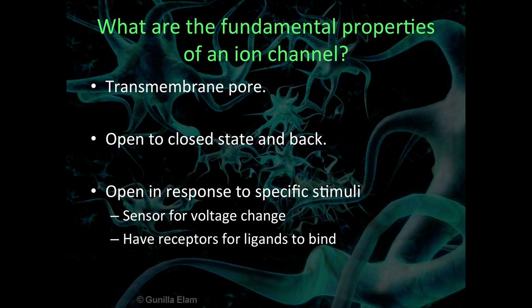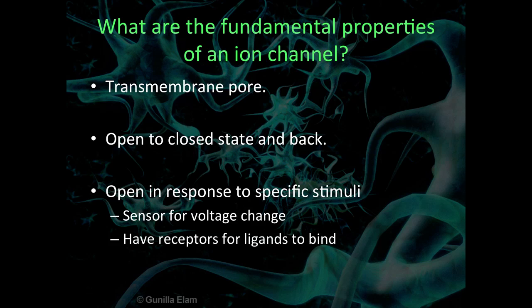So far, let's summarize some of the stuff that we have learned. What are the fundamental properties of an ion channel? Well, one, it must be a transmembrane pore, because basically you're going to be taking ions either from the inside of the cell and putting them outside, or taking ions from outside of the cell and transporting them inside. So the only way that could happen is if this protein, this ion channel, spans the whole membrane. So it's a transmembrane pore.